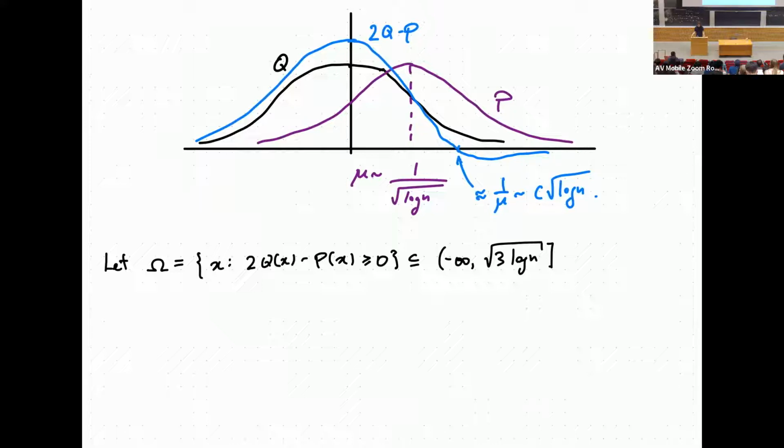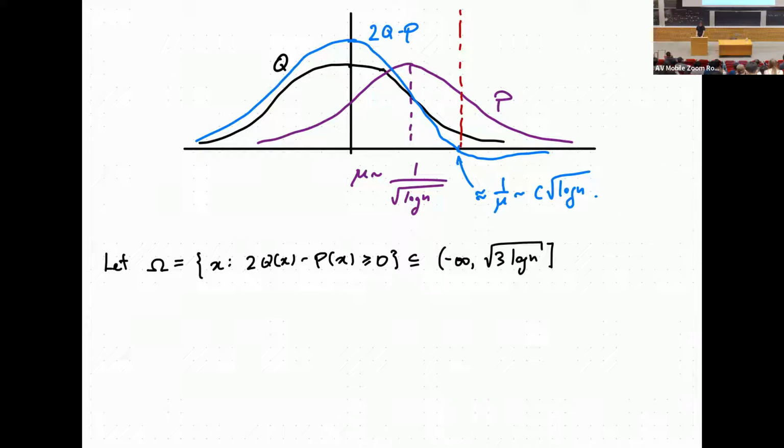This is somewhat of a bad situation because we can't produce a sample from 2Q minus P because it doesn't even mean anything. Turns out there's a simple fix, and the fix is to consider the part of the line where 2Q minus P is non-negative, and then truncate that whole thing, and then sample from the distribution that is proportional to that. So in order to define that new distribution, let omega be exactly those x's such that 2Q minus P is non-negative.